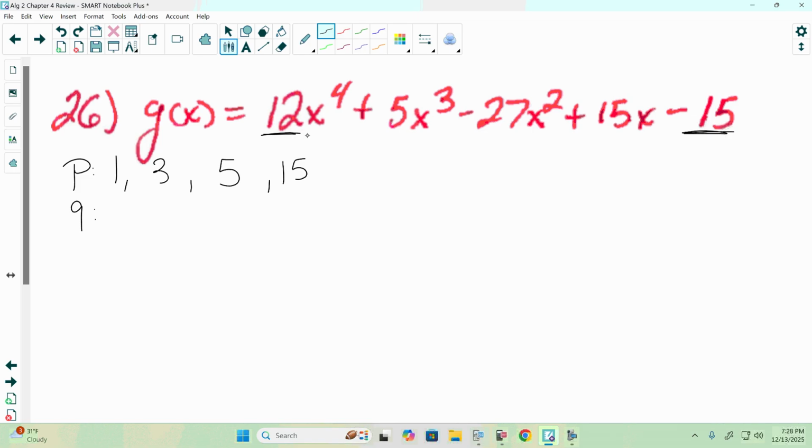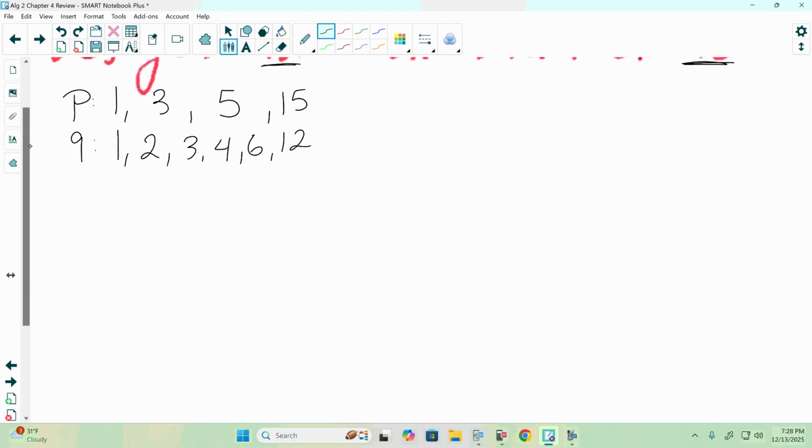Q, factors of the leading coefficient, the number in front of the variable with the biggest exponent, which is 12. So we have 1 and 12, 2 and 6, 3 and 4. So this time we have more factors of Q. That is perfectly fine. And once we find all the factors of P and all the factors of Q, we're going to divide every factor of P by each factor of Q. And I always start with 1. And really what that's going to do is just give us the factors of P back. So we have plus or minus 1, plus or minus 3, plus or minus 5, and plus or minus 15.